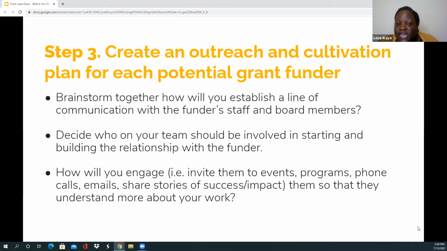And then how are you going to engage them beyond just calls and emails? Are you going to invite them to some of your events? Are you going to mail them stories about the impact of your work? Are you going to invite them to maybe see the work in action? So really start thinking of a plan for how you're going to engage and cultivate a relationship with potential funders. And you can do this for each potential funder that you think might be a fit for your organization.